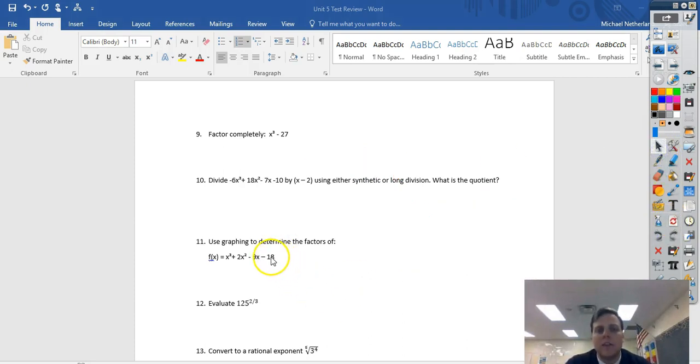Moving on to problem 11. Use the graph to determine the factors of this. Okay, so first off, quick pause. We don't have our calculators. So if in class you can't get to this problem today, I get that. Not a big deal.